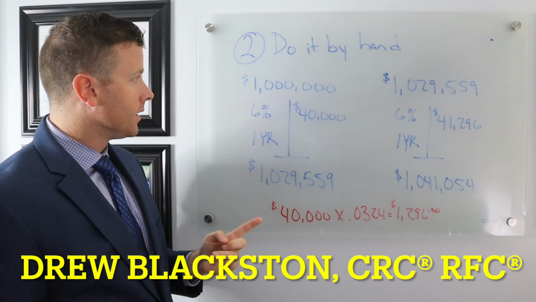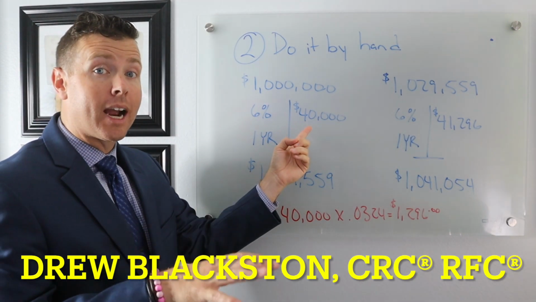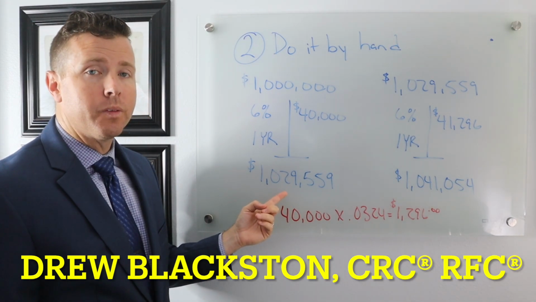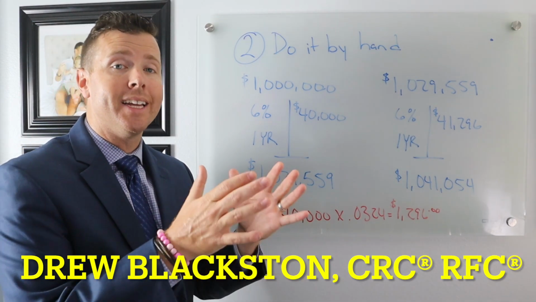At the end of 1 year, taking out $40,000 from our retirement investments, we've got $1,029,559 in retirement investments.